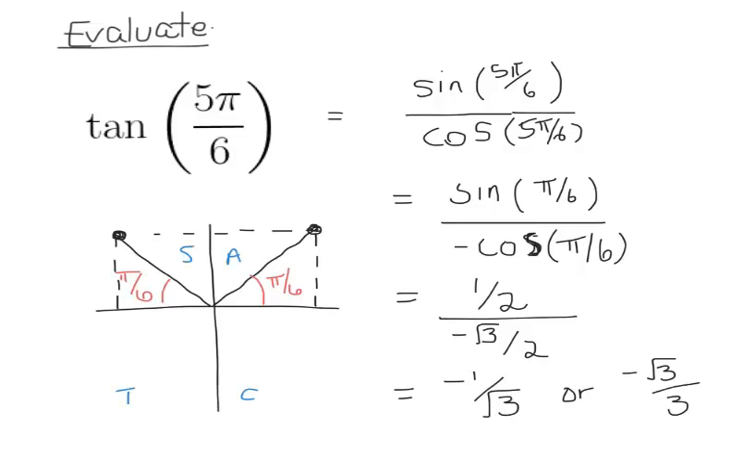And we can double check that the sign of our final answer does indeed make sense. We were working on 5π/6, which is here in quadrant 2. It's only the sine function here that's exclusively positive. So we do expect our final answer here, because we're evaluating a tangent, to be negative.